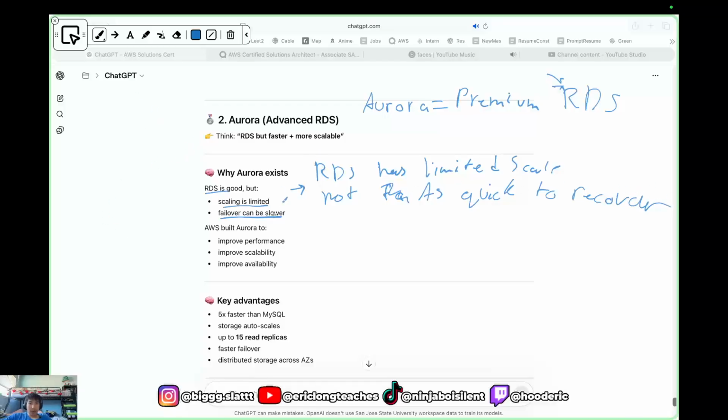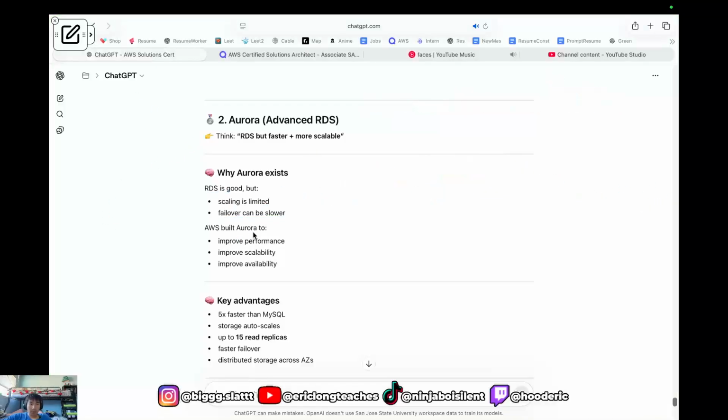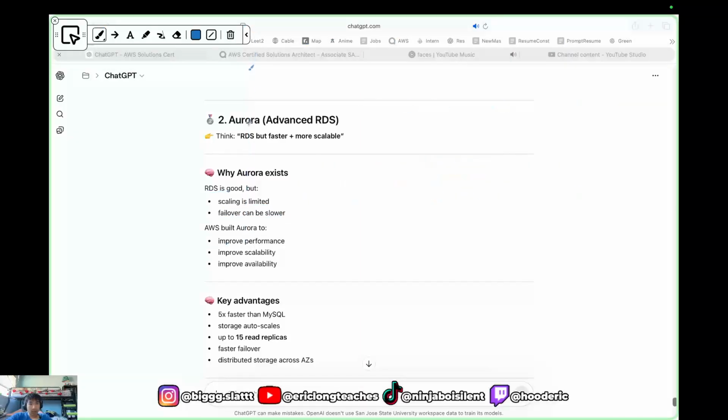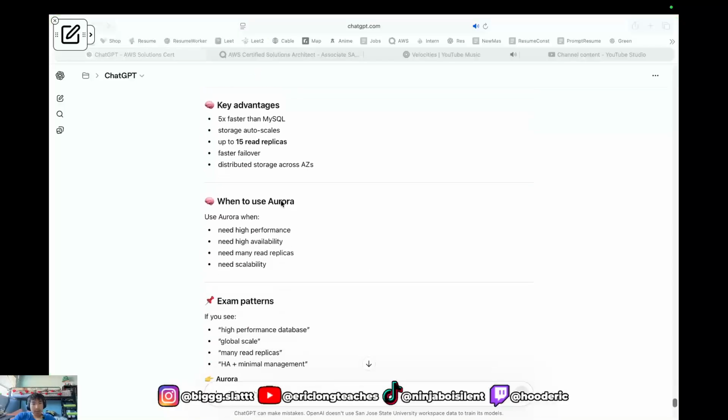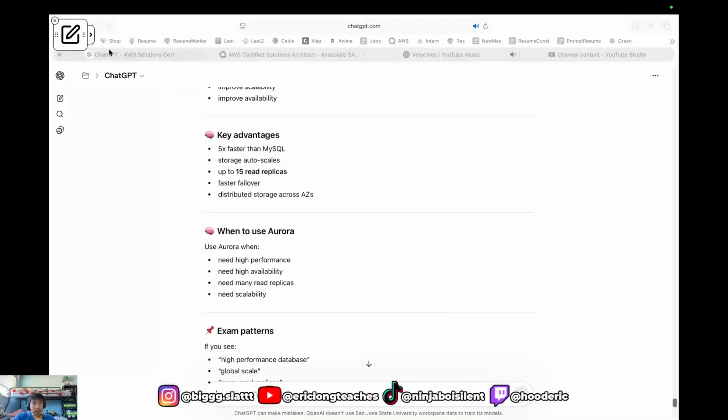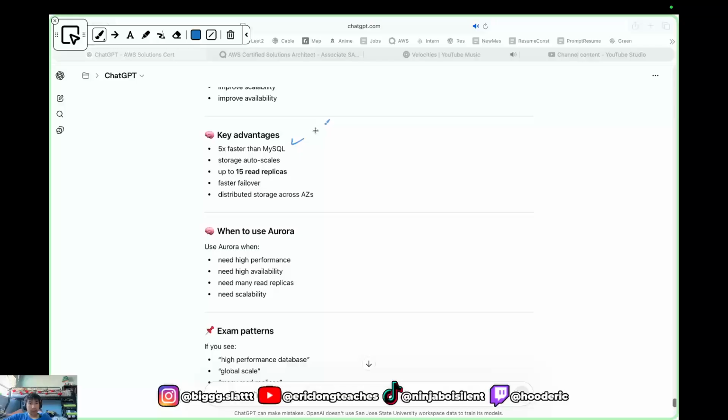So AWS built Aurora to improve performance, scalability, and availability. Wow, it's 5 times faster in MySQL. So I'm guessing that's 5 times faster than RDS, because RDS is like MySQL.